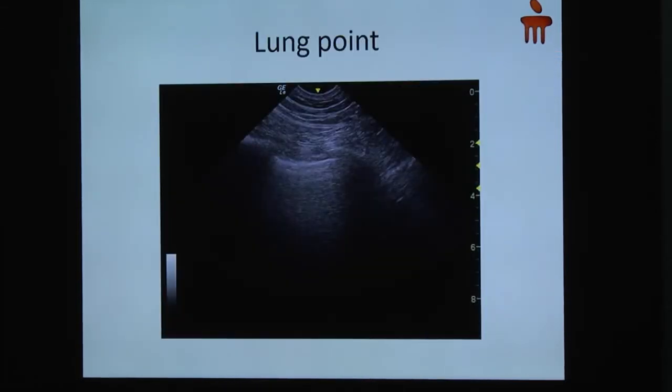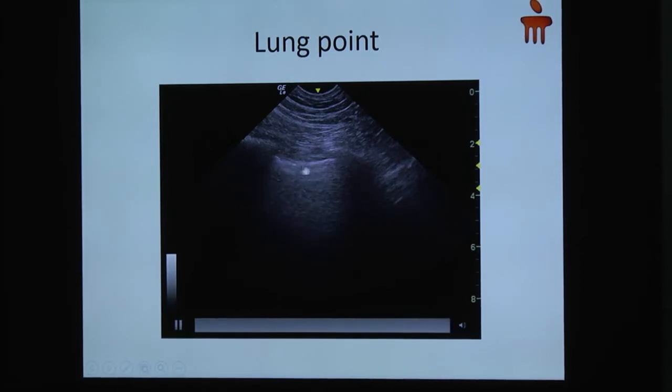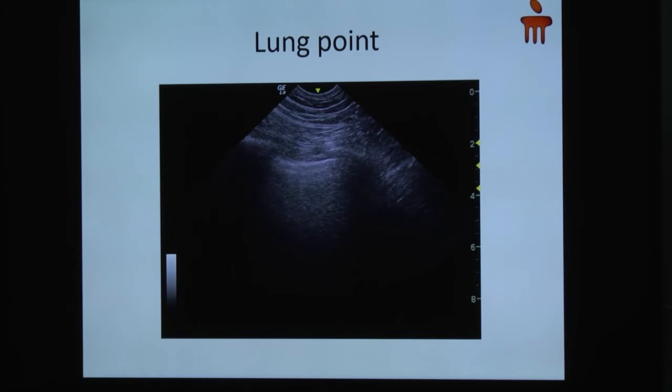Actually, you can see it on normal B mode as well. Can you see here? It is coming up to here and then going back, coming up to here, here. Here there is normal lung sliding. There is no lung sliding here. If you can see this, you can say 100% that the patient has a pneumothorax.